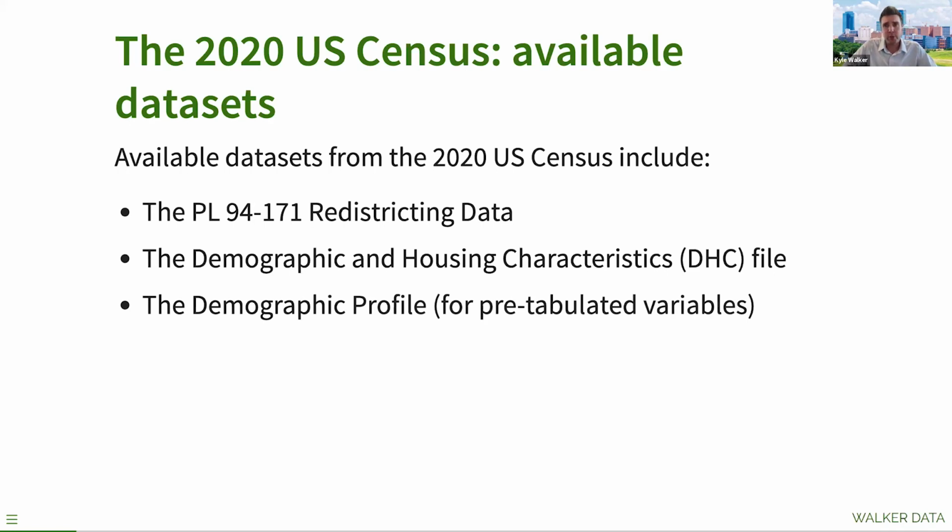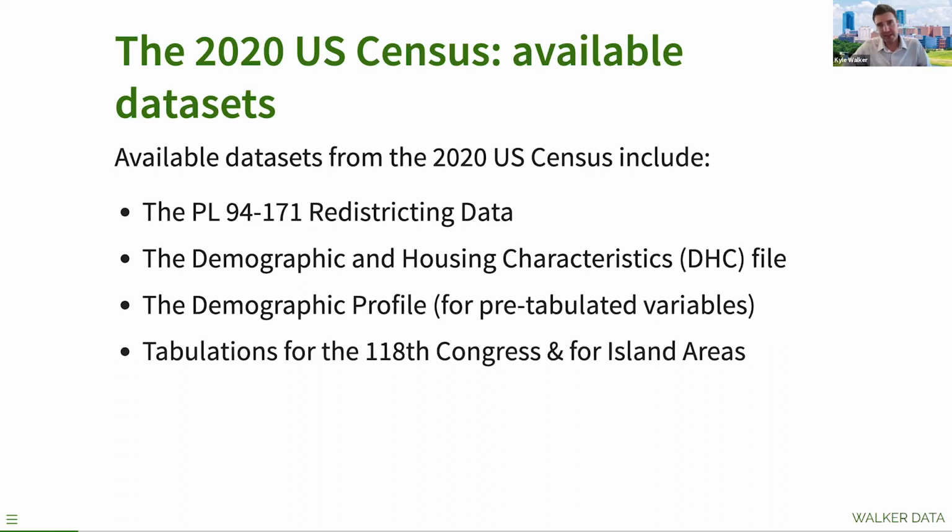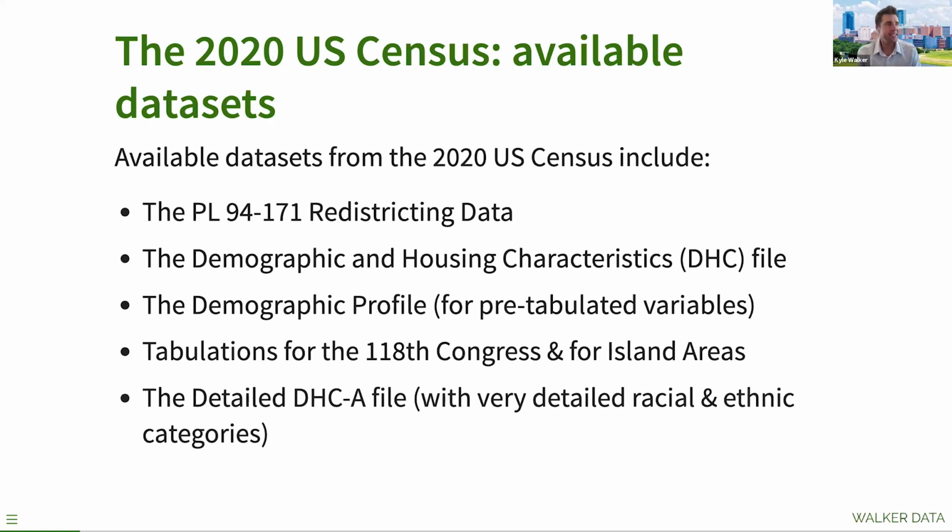We can also use the demographic profile, which includes a variety of pre-tabulated metrics from the DHC file. So it has pre-tabulated percentages. I'll show you how to use this in a little bit. It's pretty handy. Additionally, we have tabulations for the 118th Congress. That's in a separate file. I'm going to show you how to use that in a little bit. And for island areas, the U.S. island territories, specifically Guam, U.S. Virgin Islands, American Samoa, they're in their own files, and you can get that 2020 census data for that as well. And then most recently, we got the Detailed DHC-A file, which has extremely detailed racial and ethnic categories. We're going to cover that in hour 3.